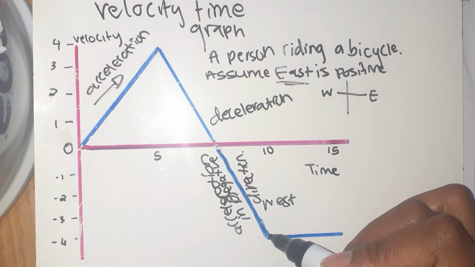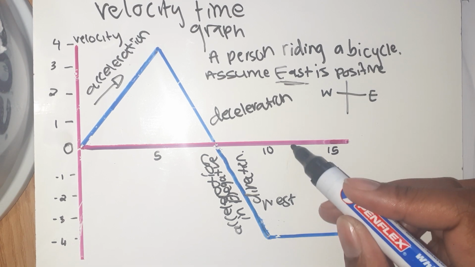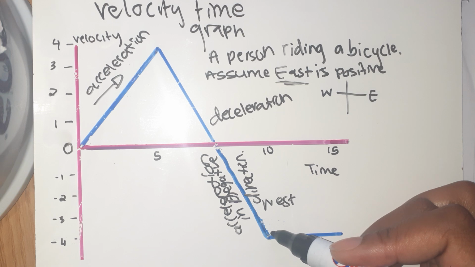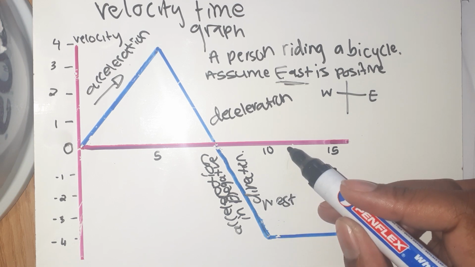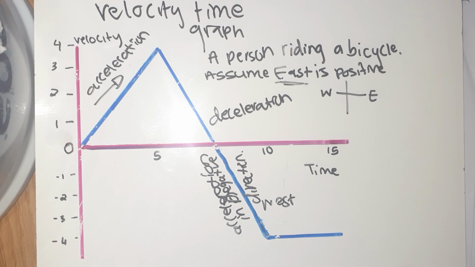But if there was a line from here going up, they were also decelerating as well. You see, from negative 4, negative 3, negative 2, they are going to 0. So it's a deceleration from here to this side. So always take note of that.